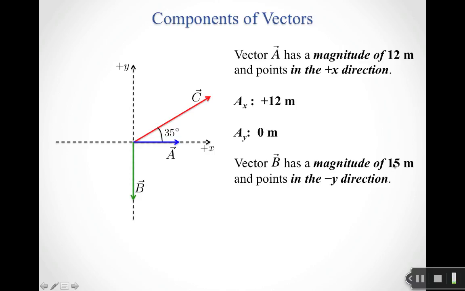If we look at vector B, again, vector B has a magnitude of 15 meters and points in the negative y direction. The fact that it lies along the y-axis means it doesn't point left or right at all, so the x component of vector B has to be 0. So all the magnitude, all 15 meters of vector B, has got to be in its y component. And in this case, that y component will be negative because vector B points downward. So the y component of vector B is negative 15 meters.